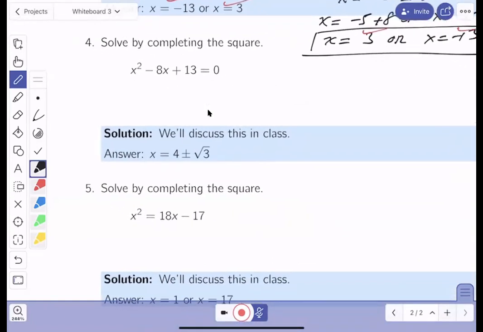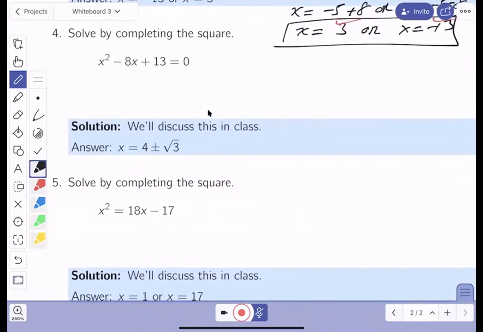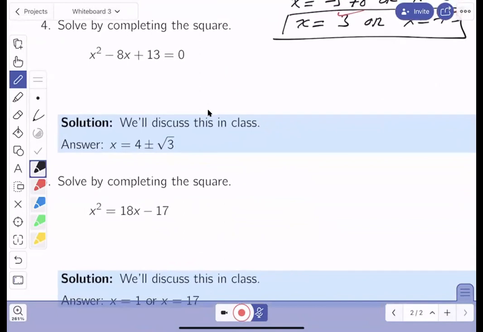It's going to be number 4 now. I'm getting a little better at this, and I'm going to just work on it. What do you get? Take 13 from both sides. And what do you get there? You get x squared minus 8x equals 13.